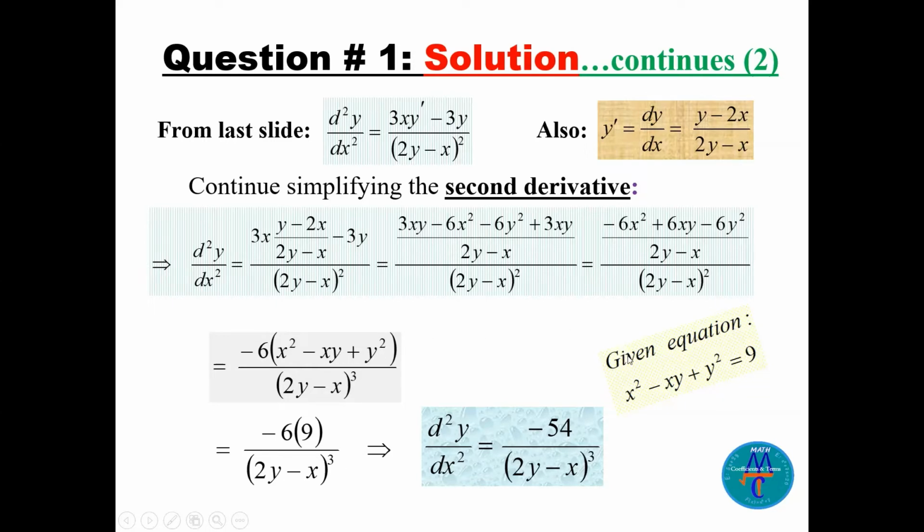And I remember the given equation was x squared minus xy plus y squared. So I can replace all that by 9. Now the second derivative will be minus 6 times 9, minus 54, divided by 2y minus x all cubed. This is a really heavy question.